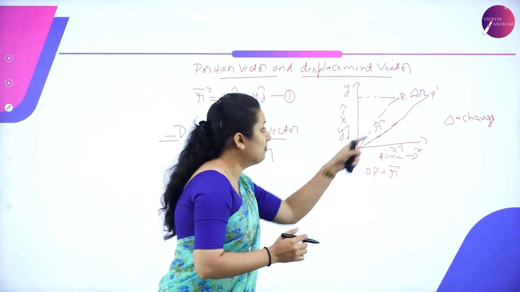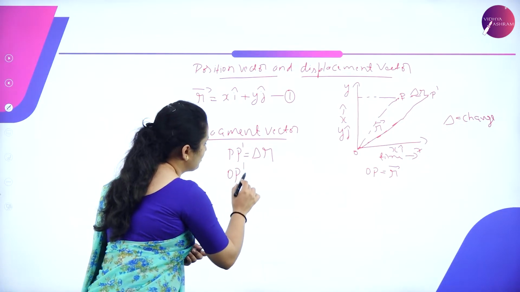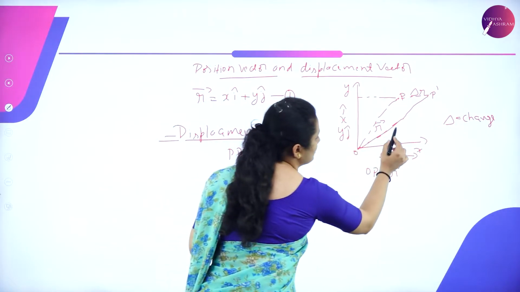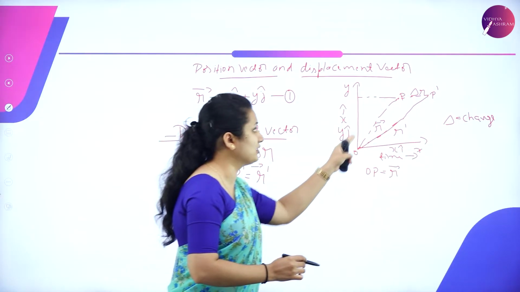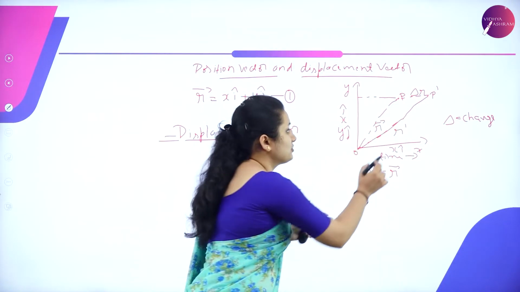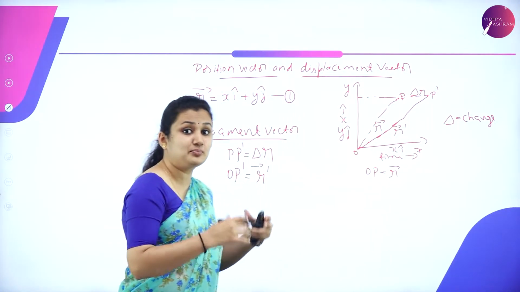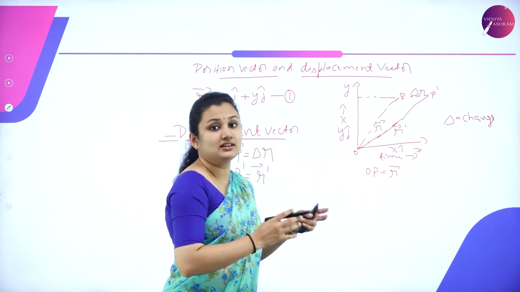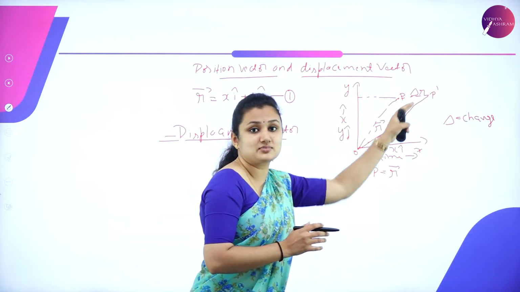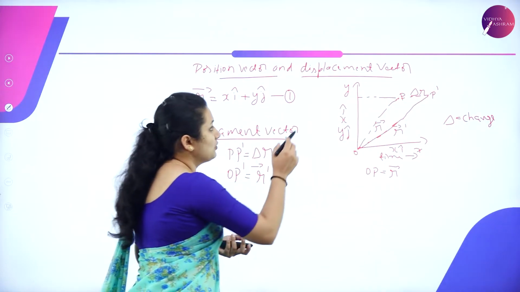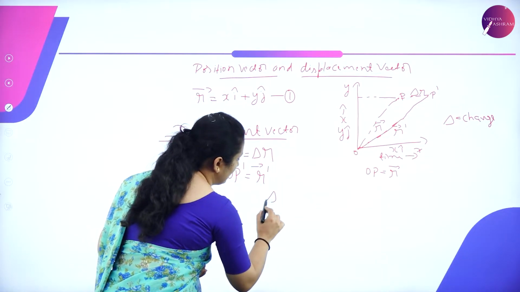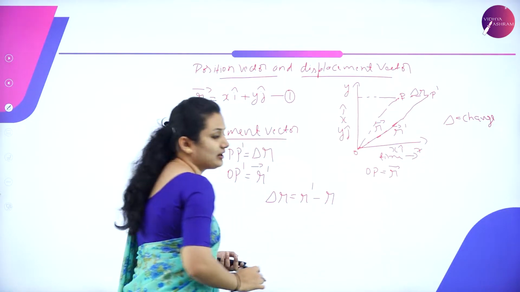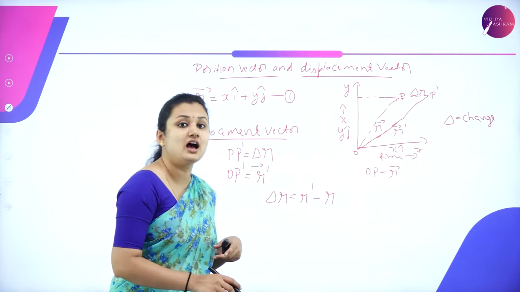From O to P dash, the position vector is defined as R dash. R represents the position vector of line OP, and R dash represents the position vector of OP dash. The particle is displaced from P to P dash, so the displacement is given by delta R. So what is delta R then? Delta R is nothing but R dash minus R.